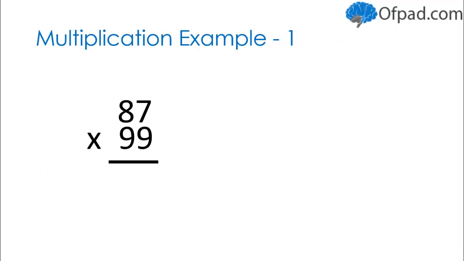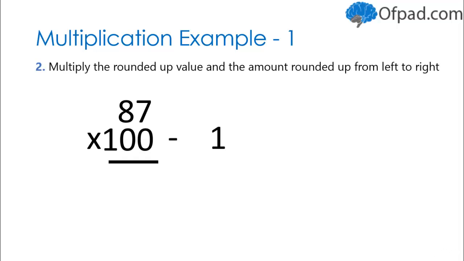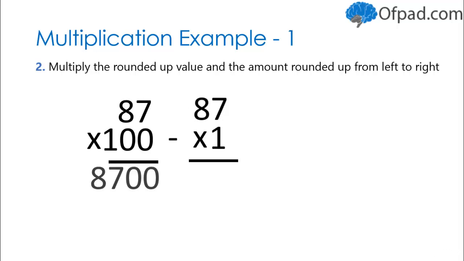Multiply 87 by 99. Round up a number. So we rounded up 99 to 100. We rounded up by 1. Multiply the rounded up number and the amount you rounded up from left to right. So multiply 87 with 100 and multiply 87 with 1. Multiplying 87 by 100 gives 8700 and multiplying 87 by 1 gives 87.